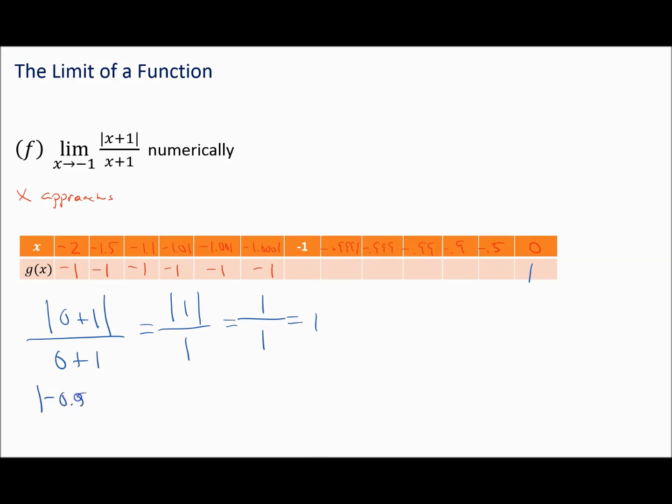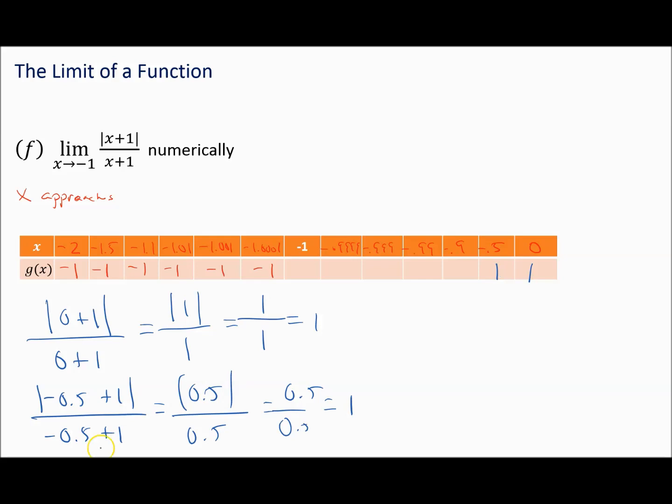Now -0.5: the absolute value of -0.5 plus 1, divided by -0.5 plus 1. In the numerator, -0.5 plus 1 is +0.5, still an absolute value, divided by the denominator, -0.5 plus 1, which is +0.5, not an absolute value. So that's 0.5 divided by 0.5, which is 1. Once again, I'm going to get the same value in the numerator and denominator. But the top is always going to turn positive, because of the absolute value symbols there.